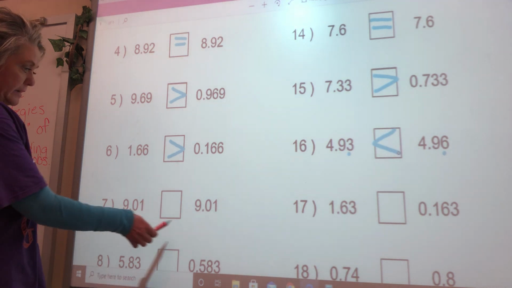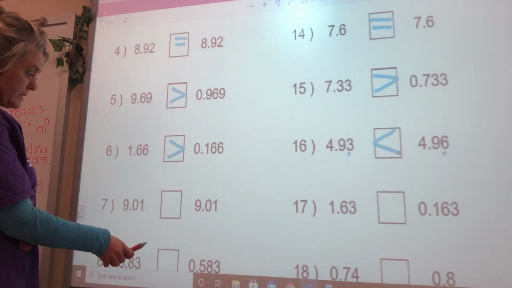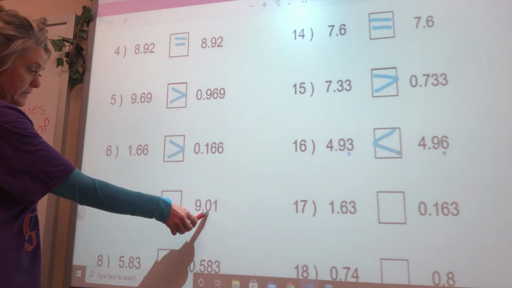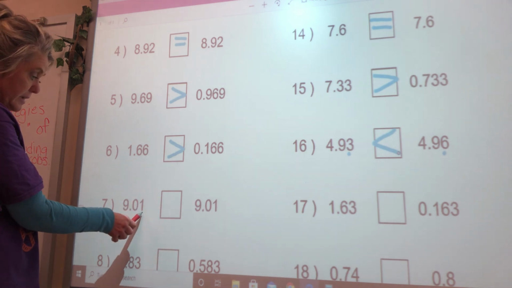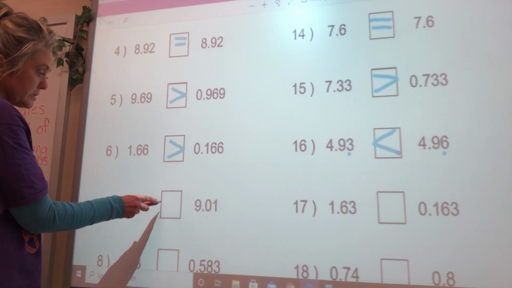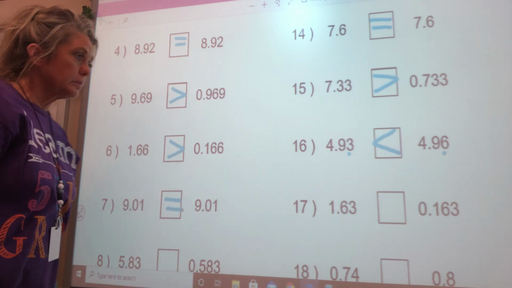Okay, we have 9 whole ones. So we go to tenths. They both have 0 in the tenths. So we go to the hundredths. They both have 1 in the hundredths. So these are equal.